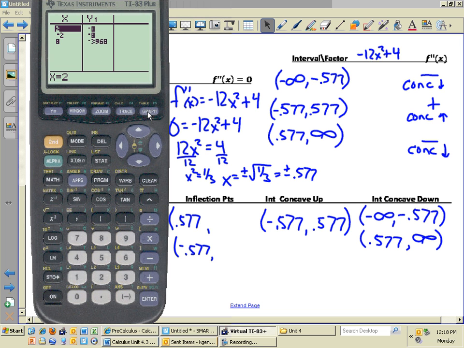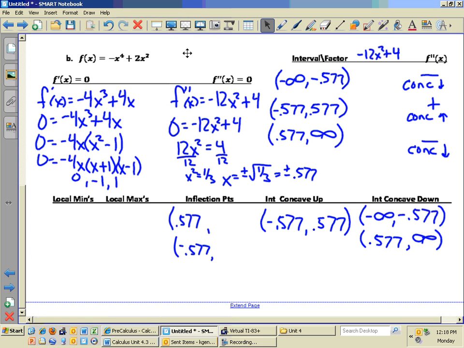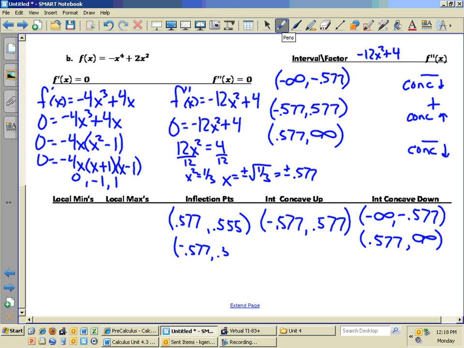We'll see what we get for results. We plug in negative 0.577. We get 0.55. All right. So that's an approximation. It looks like it's going to be the same for both of them. The only reason I know it's true for both of them is because the graph is completely symmetrical, is it not?